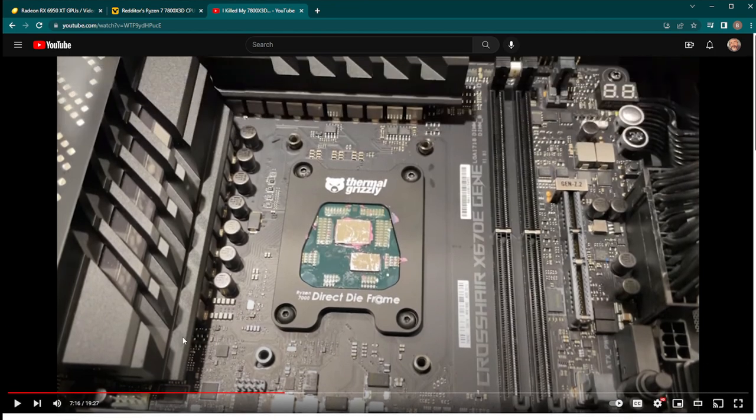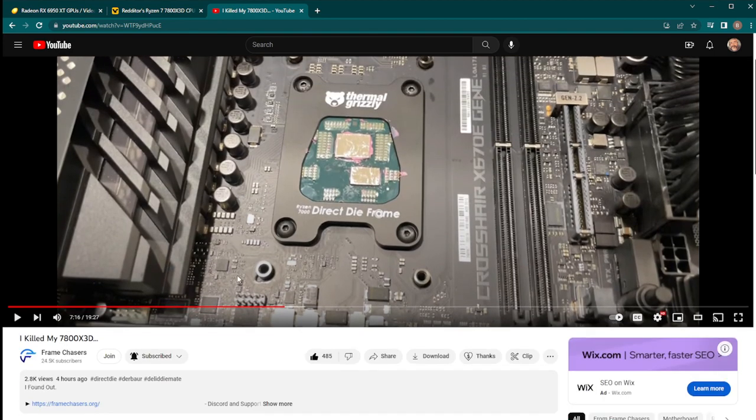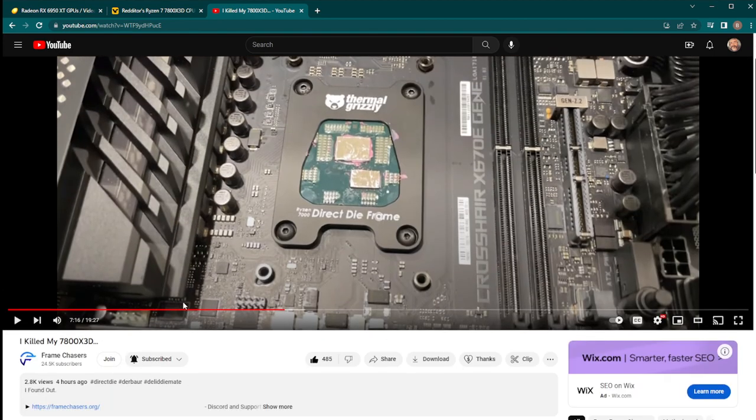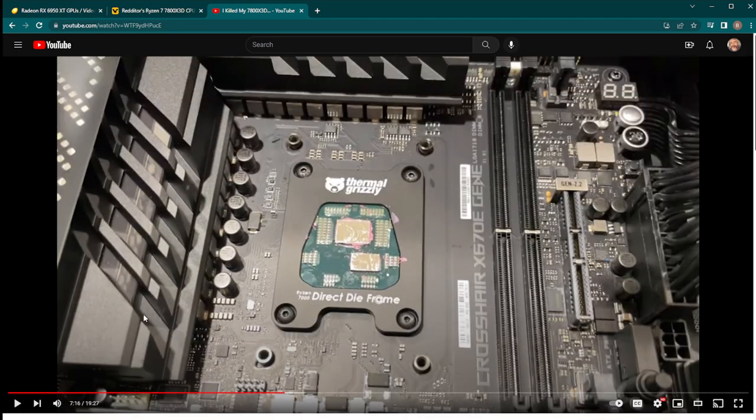Like I said, he didn't kill it mounting it the way it should be. He killed it going direct die, I think, which, you know, I think he can handle it. He's testing stuff, he's got hardware. I don't completely see eye to eye, I think, with Frame Chasers, but good on him. He's definitely not afraid to tell you his opinion on stuff, and I appreciate that, so that's good.